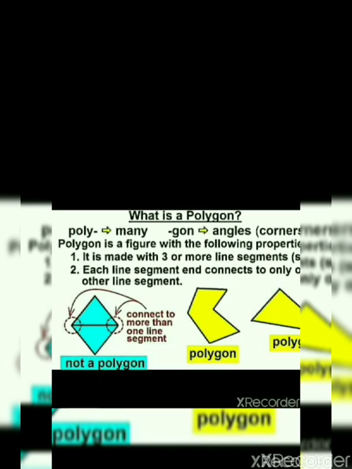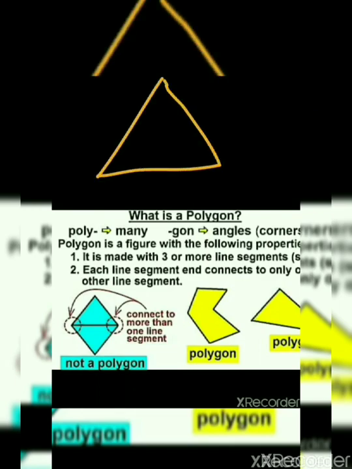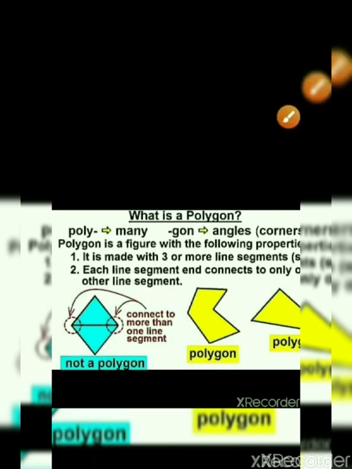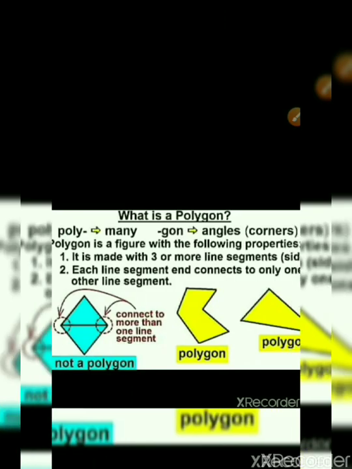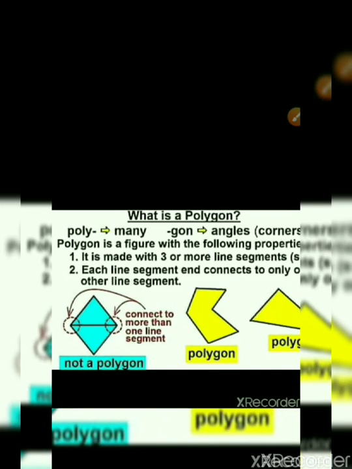Now the smallest polygon is a triangle. Which is the smallest polygon? Triangle is the smallest polygon. It has 3 sides and 3 angles. So what will be the definition of polygon? A polygon is a closed shape having 3 or more than 3 sides or angles. It is made with 3 or more line segments.